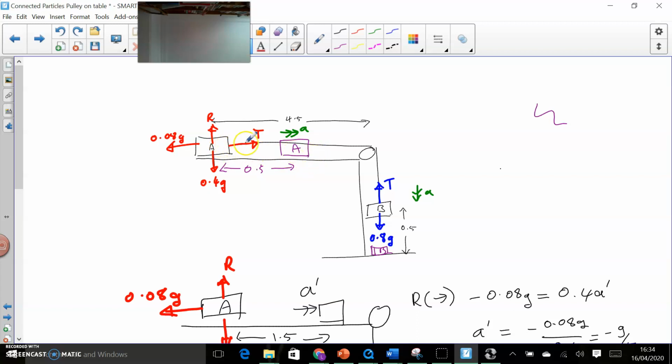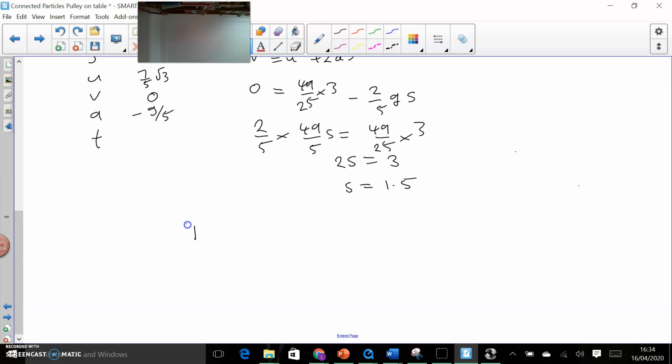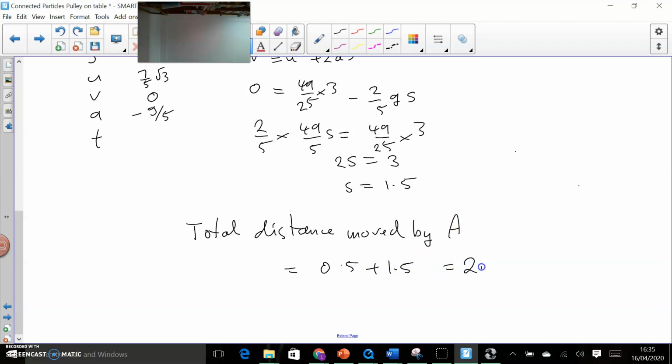whilst it's under tension from the string, and then a further 1.5 before it comes to rest, which is a total distance of 2 meters, which is less than the 4.5. So we know that it doesn't hit the pulley before it comes to rest, as it could have done. So we could write the total distance moved by A equals 0.5 plus 1.5 is 2 meters.